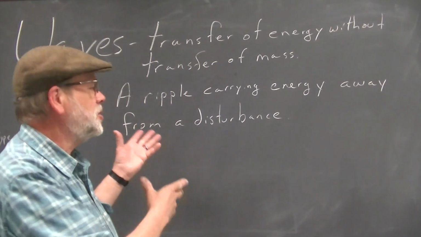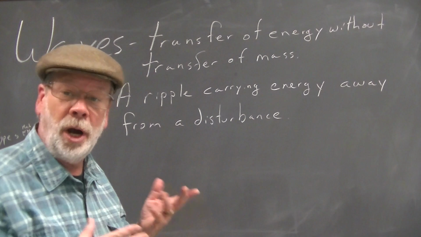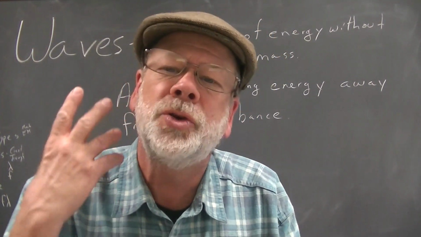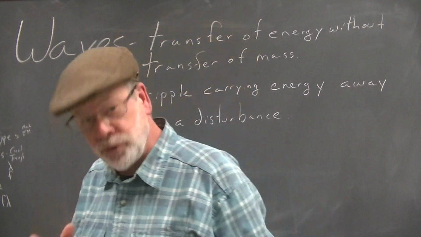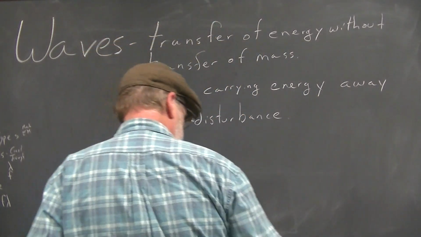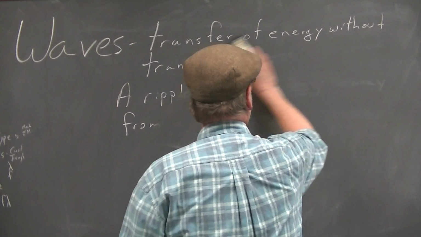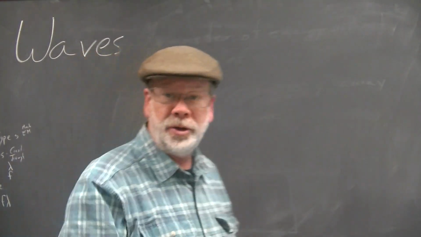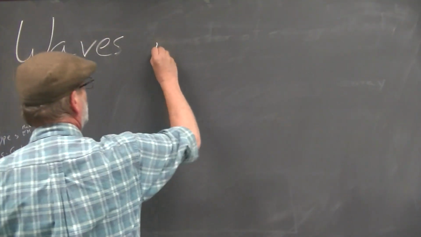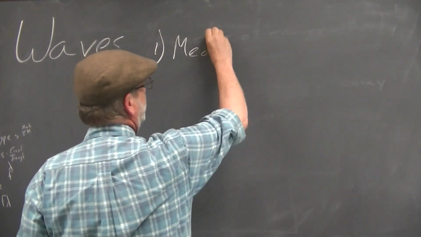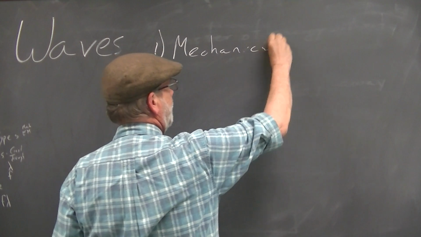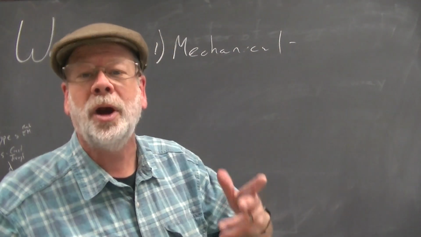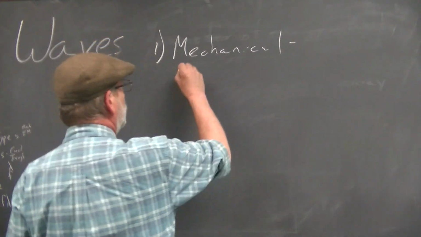You can also consider it to be a ripple carrying energy away from a disturbance. Either of those things are reasonable ways to start thinking about waves. So let's start there and continue, shall we? All right, so first of all, there are two basic kinds of waves. One, there are mechanical waves. Mechanical waves require a medium to move through.